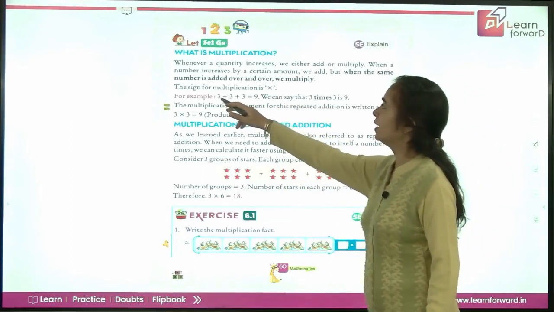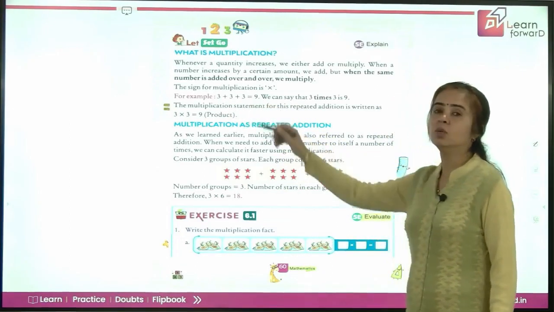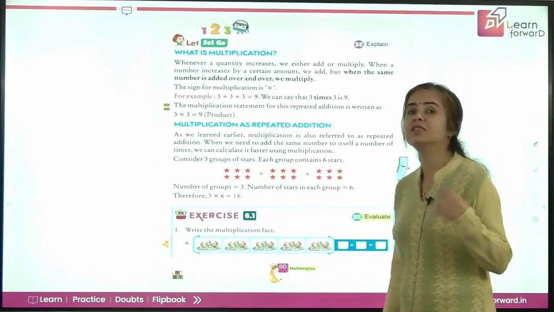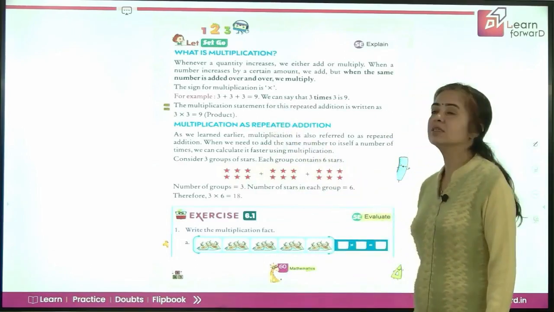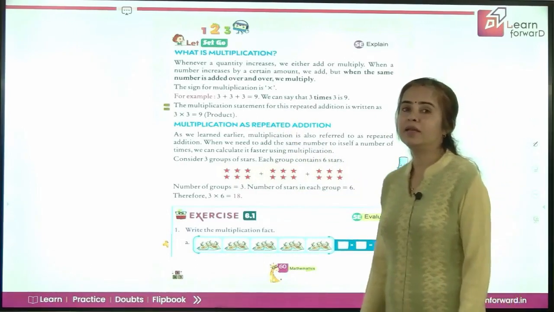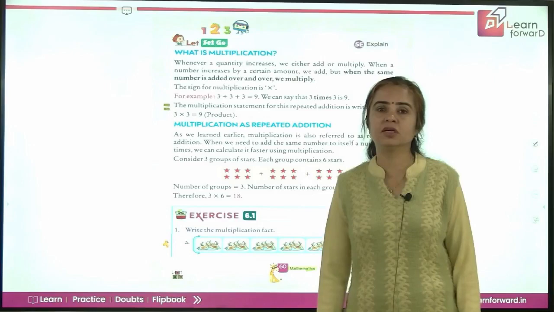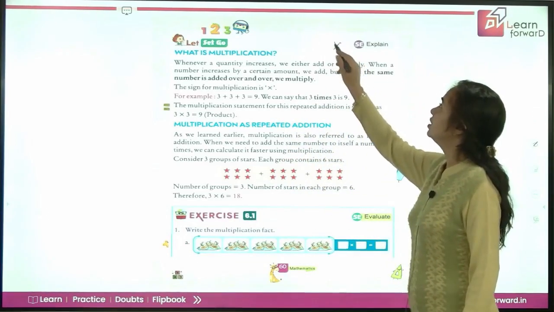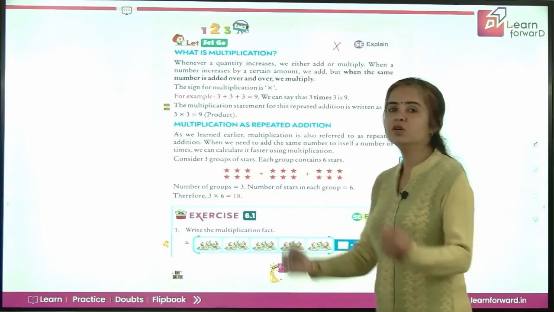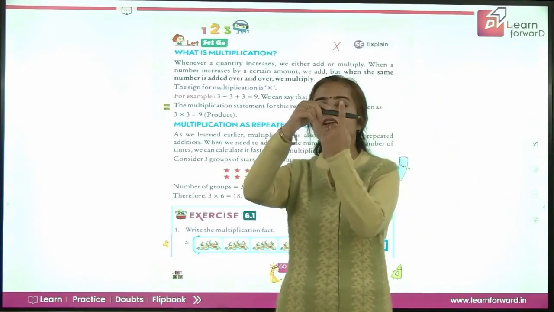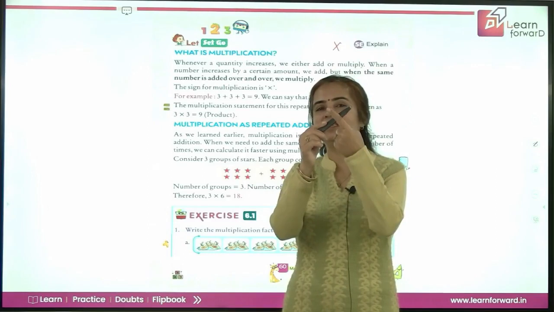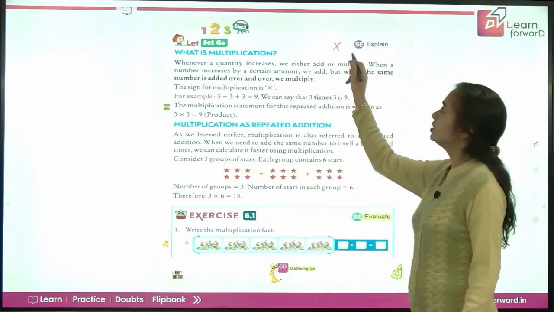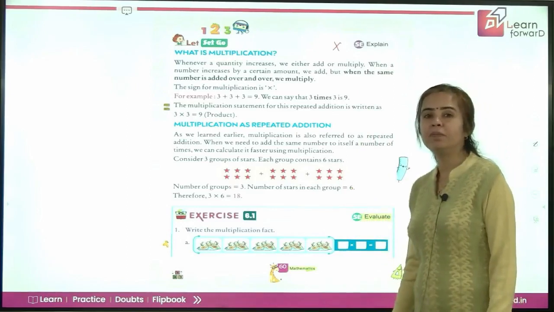If you have to add 3 plus 3 plus 3, what is this equal to? Again, you are doing 3 plus 3, 6 plus 3, 9. So, you get the answer 9. Now, in multiplication, how do we write it, children? You have this symbol for multiplication. If this is your addition, we rotate it a little bit and we get your multiplication, right? So, this is the sign of multiplication.